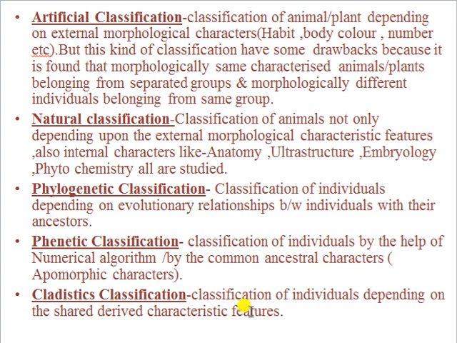The classification which is done based on the shared derived characteristic features is commonly known as cladistics classification, or simply cladistics. So I think the entire 5 different modes of classification of the plant kingdom, or rather any kind of organism, are very much clear to each and everyone. So I am moving to the next slide.